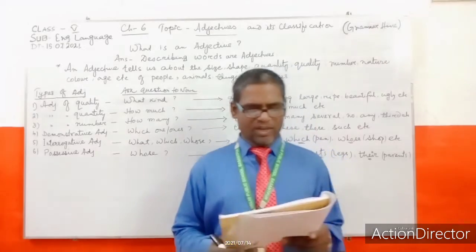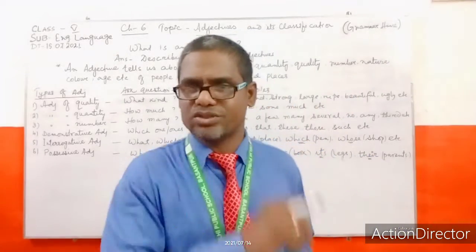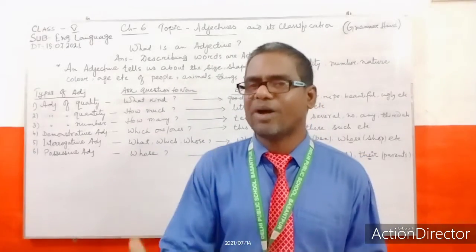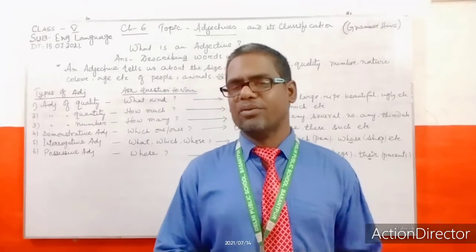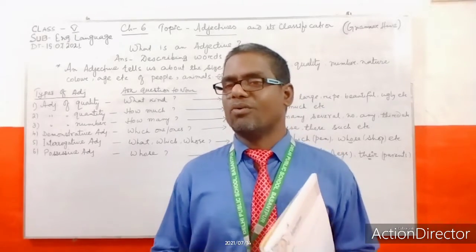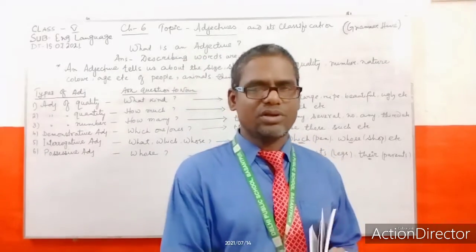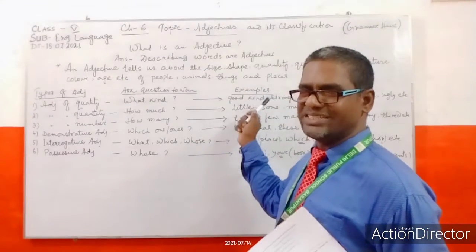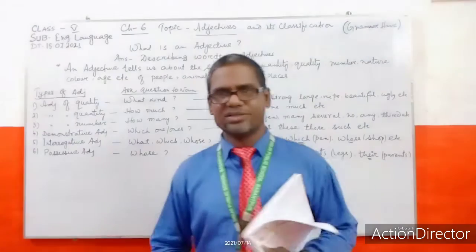She lived in a beautiful house. Here the noun is house. और house किस तरह का house है? What kind of house? Beautiful house. So beautiful comes if we ask the question, what kind of house? Then comes the answer, beautiful. So what kind से अगर क्वेश्चन करेंगे तो आंसर जो आएगा, वो एडजेक्टिव होगा, और वो एडजेक्टिव ऑफ क्वालिटी होगा. ठीक है.